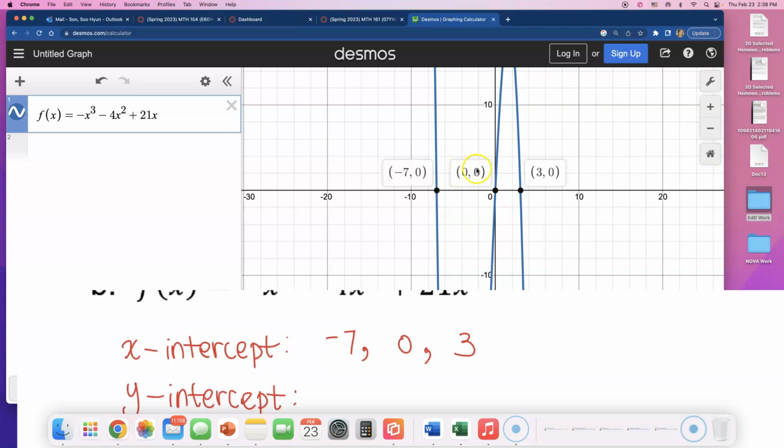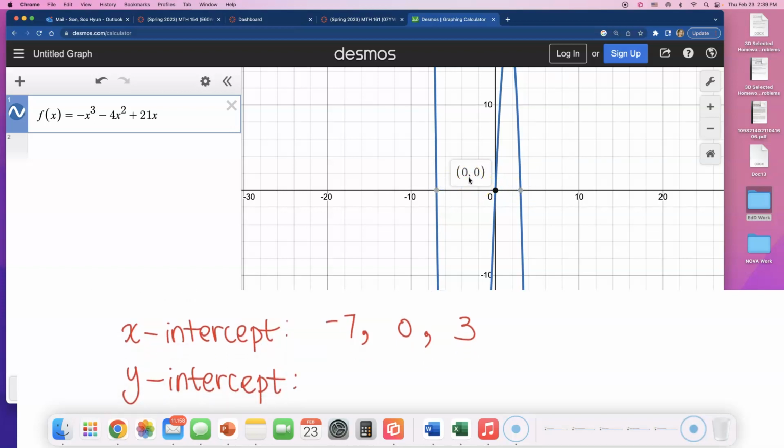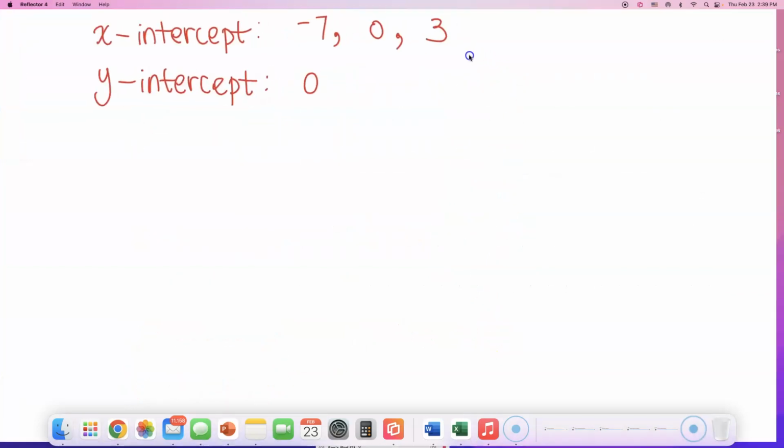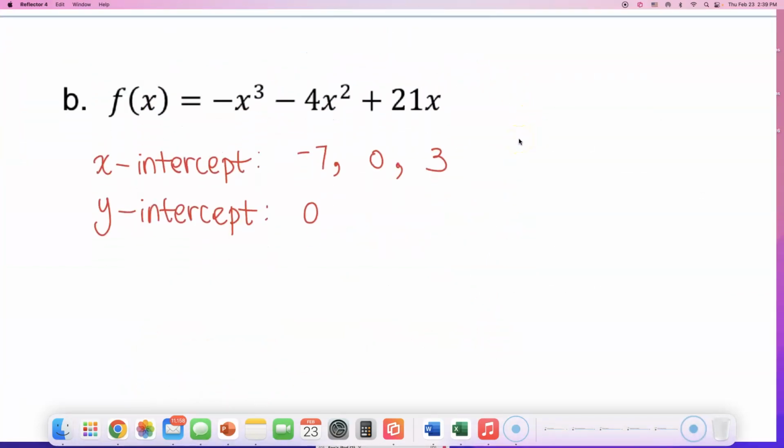Now, look at this very special point, 0, 0. 0, 0 is not only on the x-axis, but it's also on the y-axis, right? 0, 0 is the intersection of the x and y axes. So this graph actually has a y-intercept at 0. Alrighty. So this is from the graphing calculator, so that's what you are going to enter for your answers. But why is that true? In the next 8 minutes, I'll show you why.